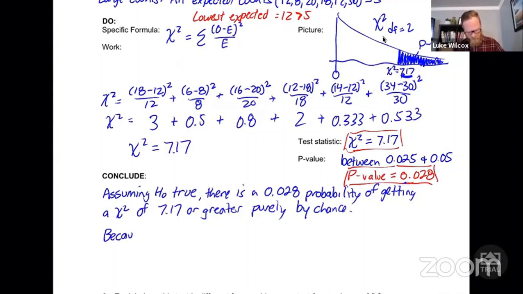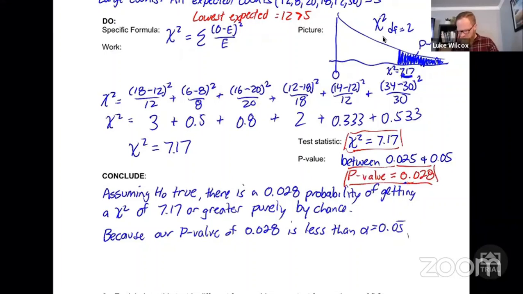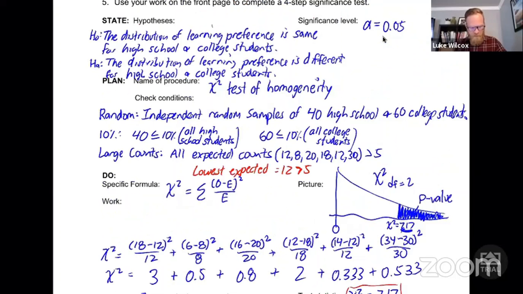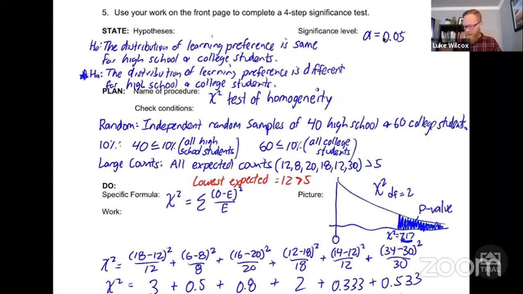So we're going to say because our p-value of 0.028 is less than our alpha level of 0.05, we are going to reject the null hypothesis. And we do have convincing evidence for the alternative, but we want to put the alternative in the context of the problem. So I'm just going to go back up here, remind myself of what the alternative hypothesis is saying, and essentially copy that alternative hypothesis down at the end of my conclusion.